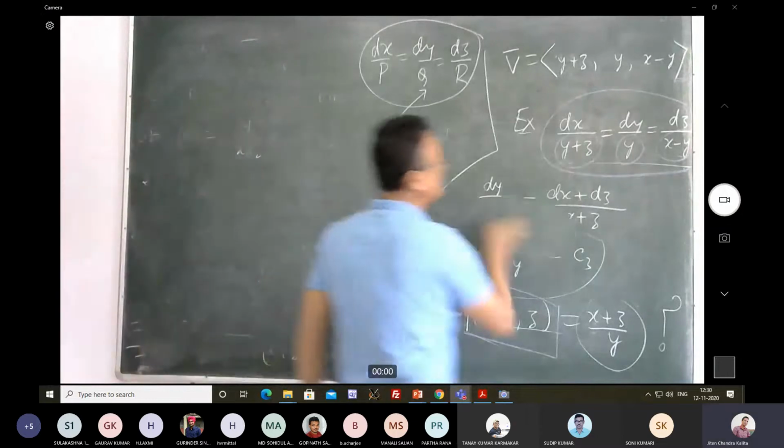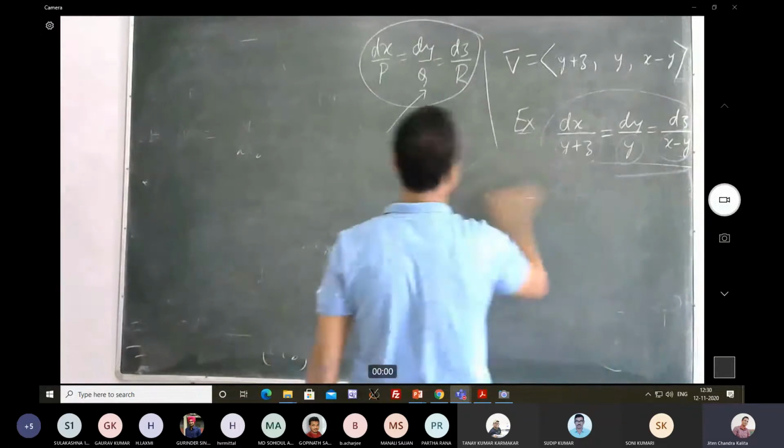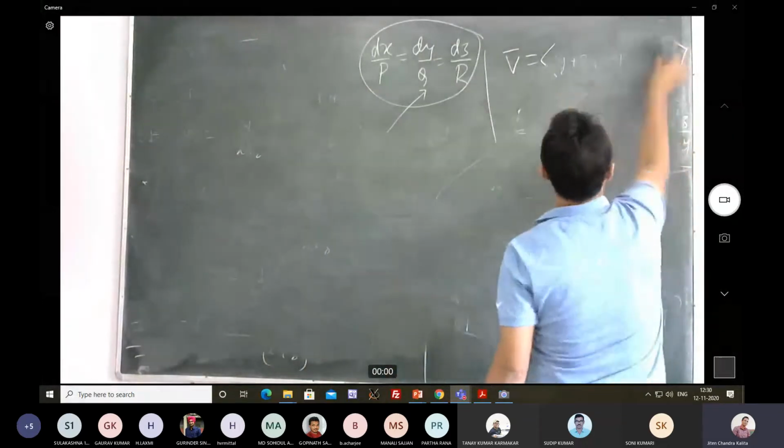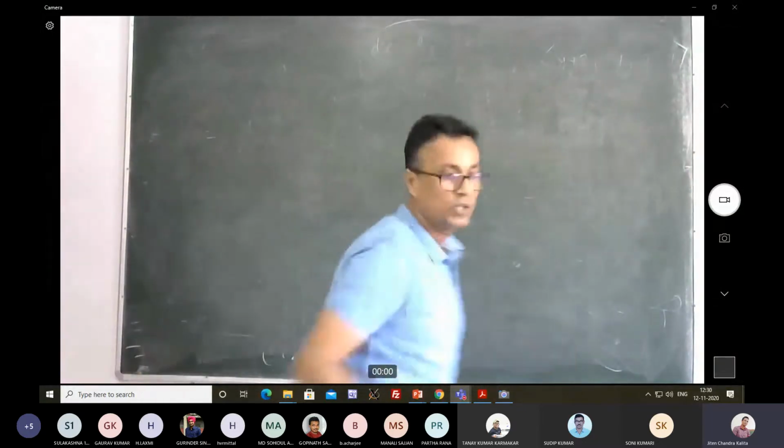So now, because we already know about these integral curves, that brings me to the general solution.